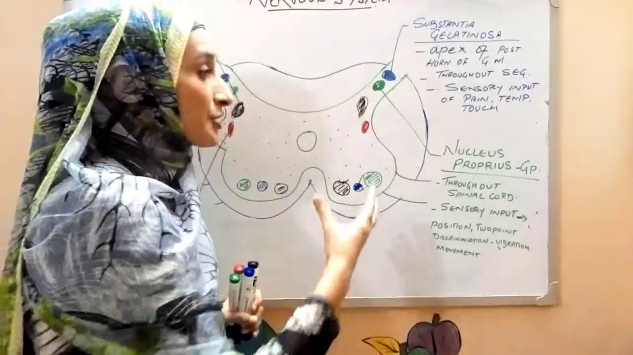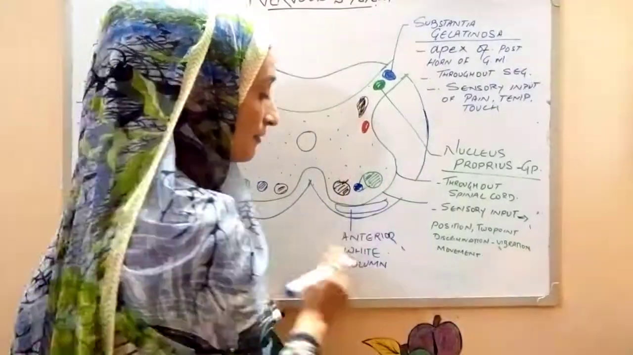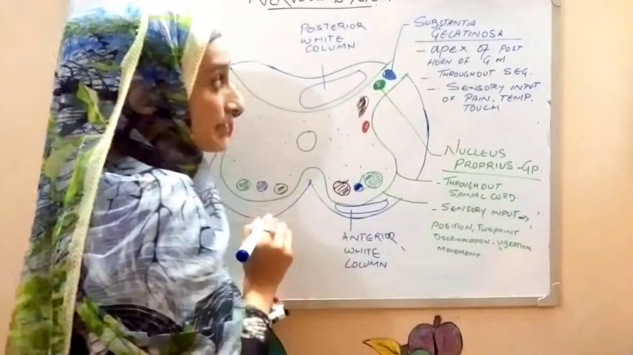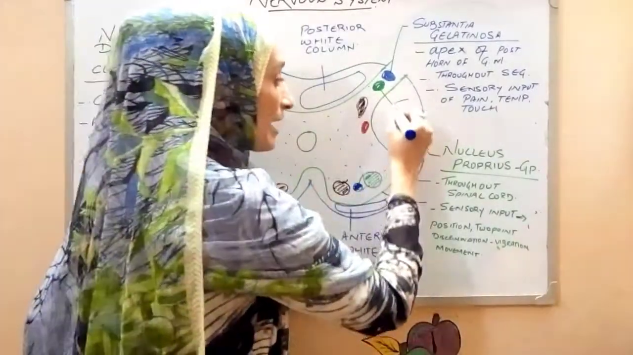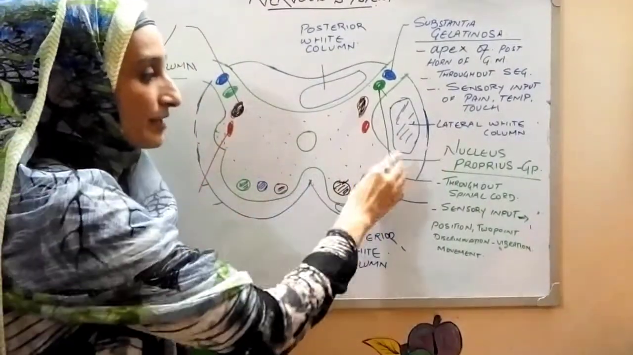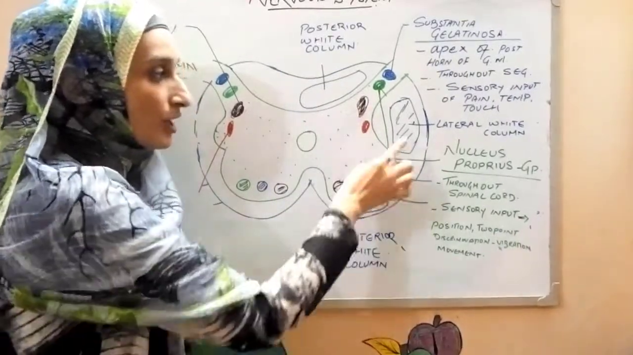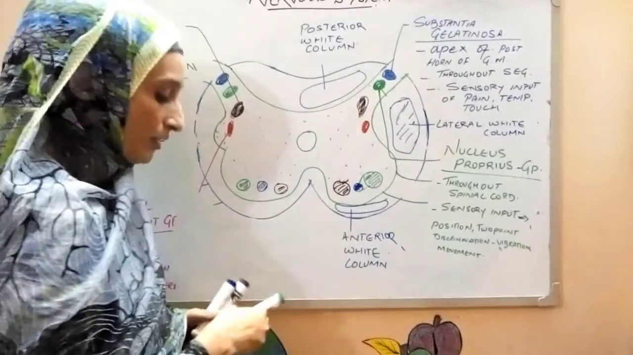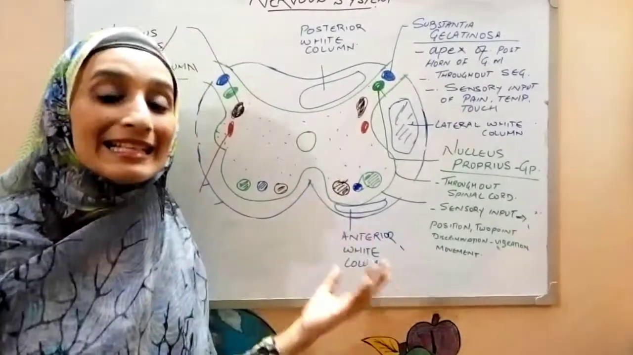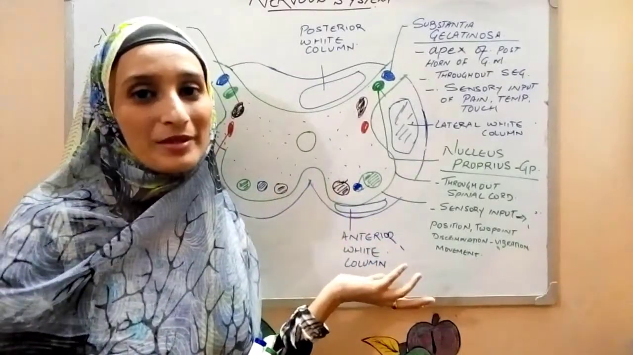For the purpose of description, they are divided into groups. We have the anterior white column, the posterior white column, and the lateral white column. So the white matter surrounding the gray matter has three groupings: the anterior white column, the lateral white column, and the posterior white column. These white columns form the ascending or descending tracts of the spinal cord, or of the central nervous system.